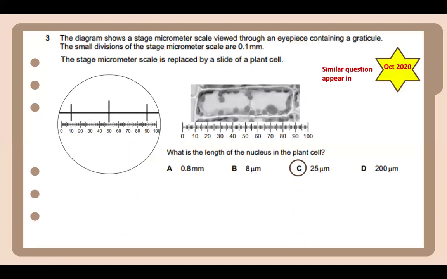The diagram shows a stage micrometer scale viewed through an eyepiece containing a graticule. The small divisions of the stage micrometer scale are 0.1 mm. The stage micrometer scale is replaced by a slide of a plant cell. This question is similar to a question that appeared in October 2020. What is the length of the nucleus in the plant cell? The answer is 25 micrometers.